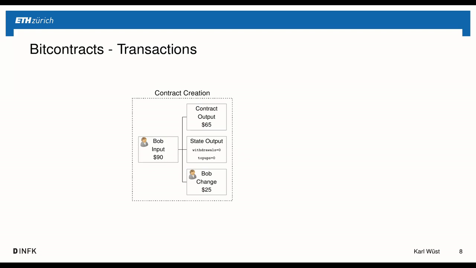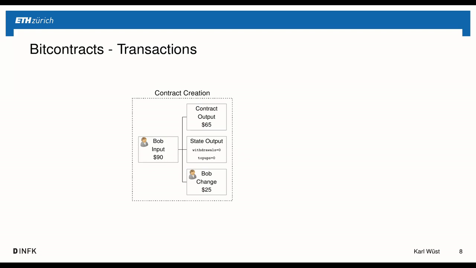We assume that the contract also stores the number of withdrawals and top-ups in its state in two variables called withdrawals and top-ups. In the contract creation, Bob creates a full transaction, so there he doesn't need to interact with anyone. He basically uses one of his UTXOs as input to the transaction, and he creates a so-called contract output. This contract output is the representation of the contract and is basically the main output.